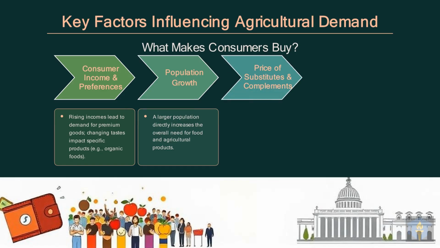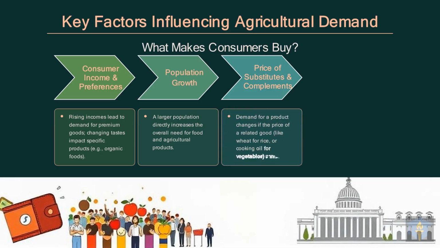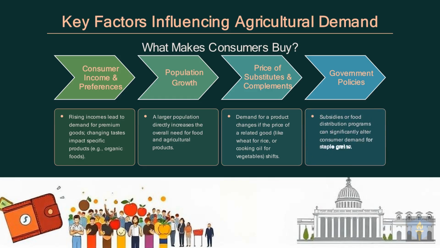Prices of substitutes and complements influence consumer choices. Demand changes when prices of related goods, like wheat for rice, shift significantly. Government policies can dramatically alter consumer demand patterns. Subsidies or food programs significantly impact demand for staple grains and products.